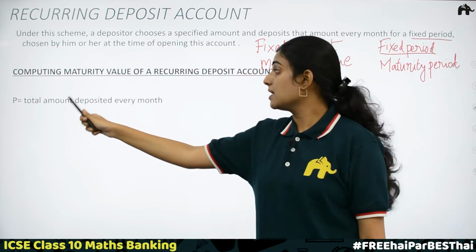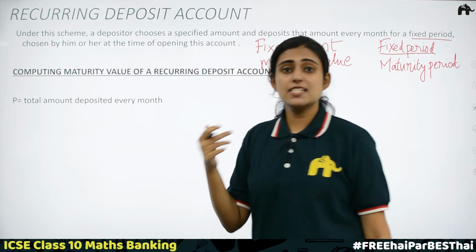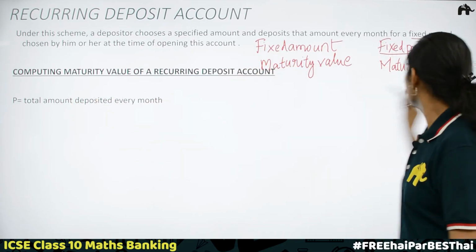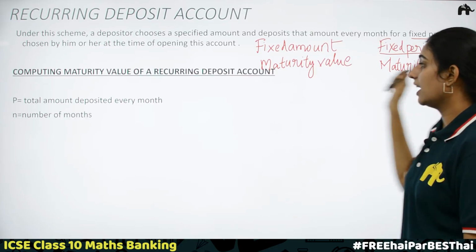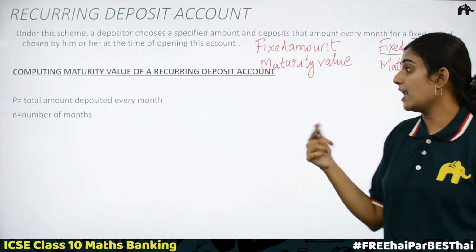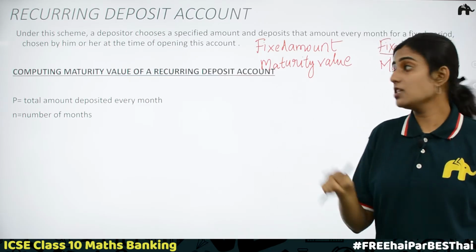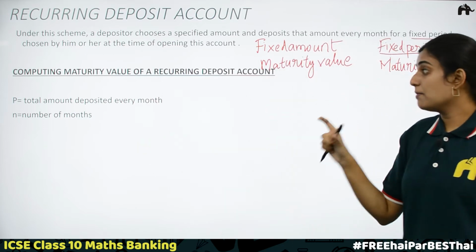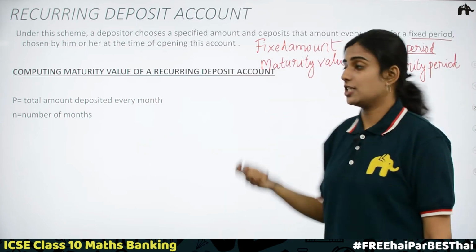First thing, remember some terms. That is P. P is the monthly installment, the total amount deposited every month. Then N. N is the number of months. When you get questions, you will be given something like 2 years or 3 years. In that case, you have to convert it into the number of months. In terms of the number of months, you will be doing the calculations.